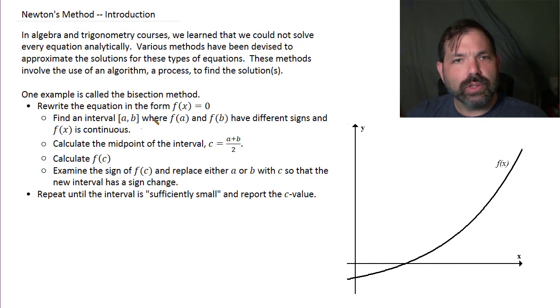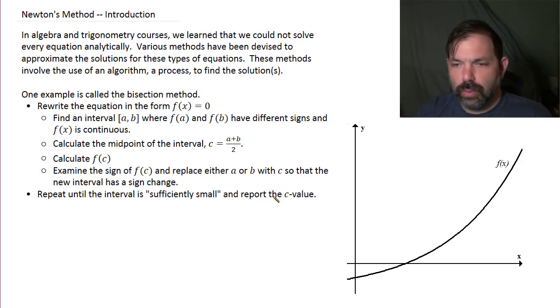So we're given an equation, and what we first do is rewrite the equation in the form f of x equals 0. Then we find an interval where f of a and f of b have different signs and the function is continuous. Then we know by one of the theorems we saw earlier in the course that if there are different signs and we have a continuous function, it must pass through 0. There must be a root.